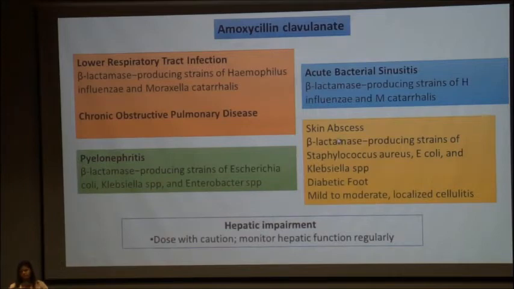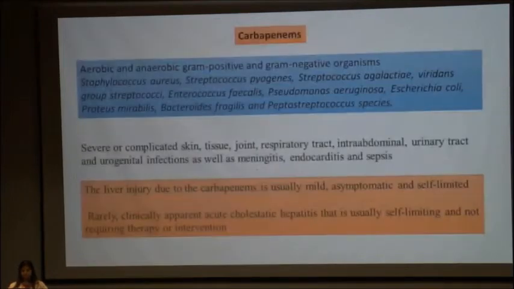Skin and soft tissue infections, definitely we treat with amoxicillin-clavulanate, and especially diabetic foot, also mild to moderate localized cellulitis is treated with this drug. However, it does cause hepatic impairment, liver injury occurs, and dosage is with caution in this case, and we have to monitor the hepatic function regularly if we are using amoxicillin-clavulanate for a longer duration of time.